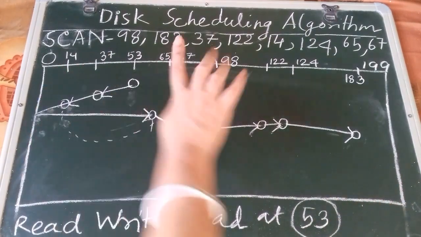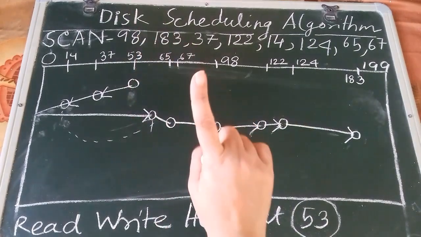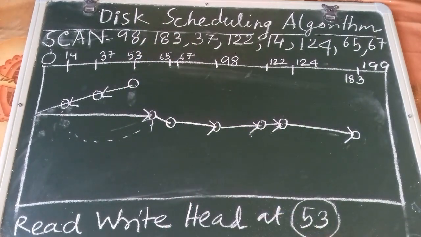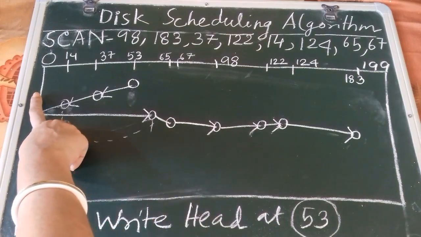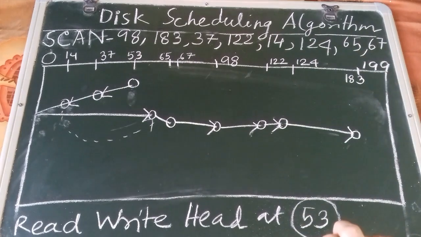But hopefully you all have understood the algorithm. Start from the current position. One more thing: if the current position is not mentioned, it can be started from 0 or from the last location, that is 199. Okay, hope it is clear. We'll shift to CSCAN now.